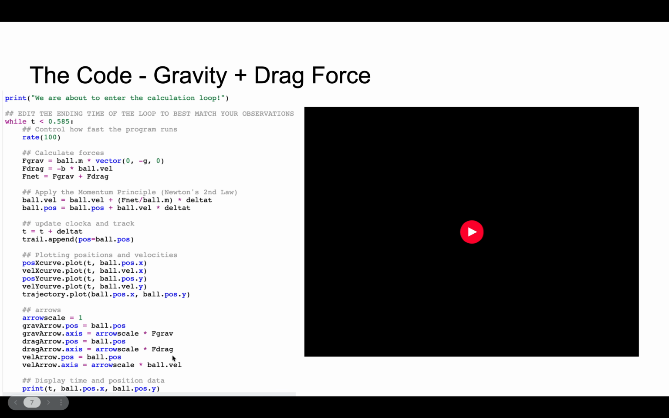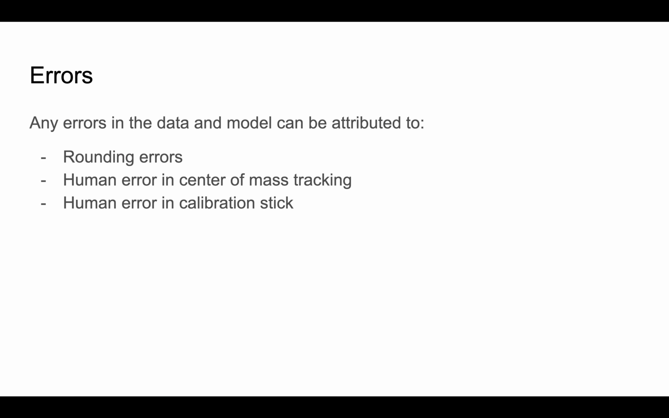And the main reason that we make these models in the first place is to show us how the trajectory would look if there weren't any human errors, and to help us isolate some other factors, because there can always be other factors acting upon the system in real life. However, in a model, we can isolate those and only focus on the components that we want to look at. So any errors in this experiment can be attributed to rounding errors, human error in the center of mass tracking, and human error in using the calibration stick.